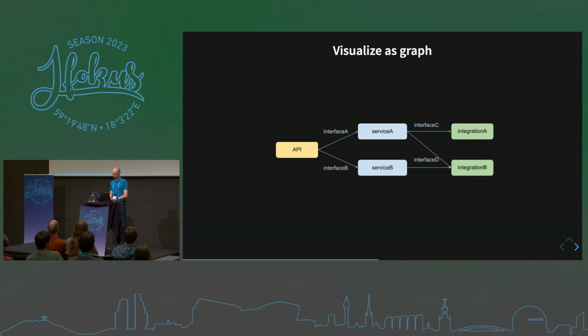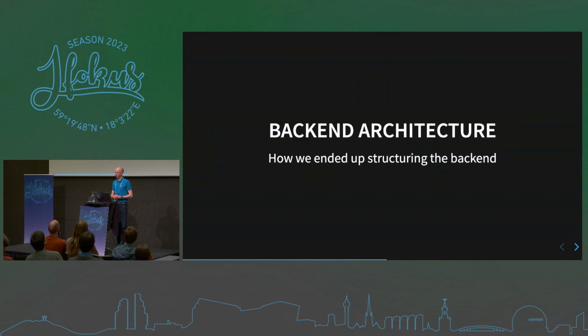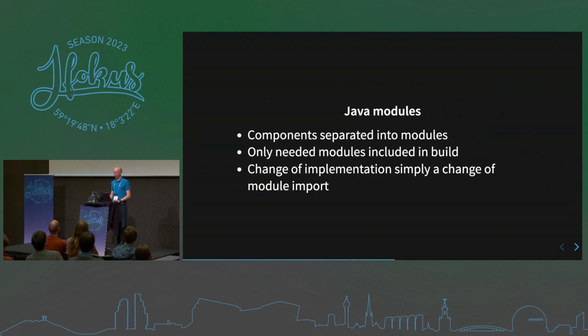All right. So how did we end up structuring the backend? We used Java modules, and lots of them. So we separated all of our components into different modules. This meant that when we built this project for a specific customer, only the needed modules were included. So we could have several modules that implemented the same interface, but we only included the one that the customer wanted to use. And this also meant that a change of implementation is simply a change of the import.